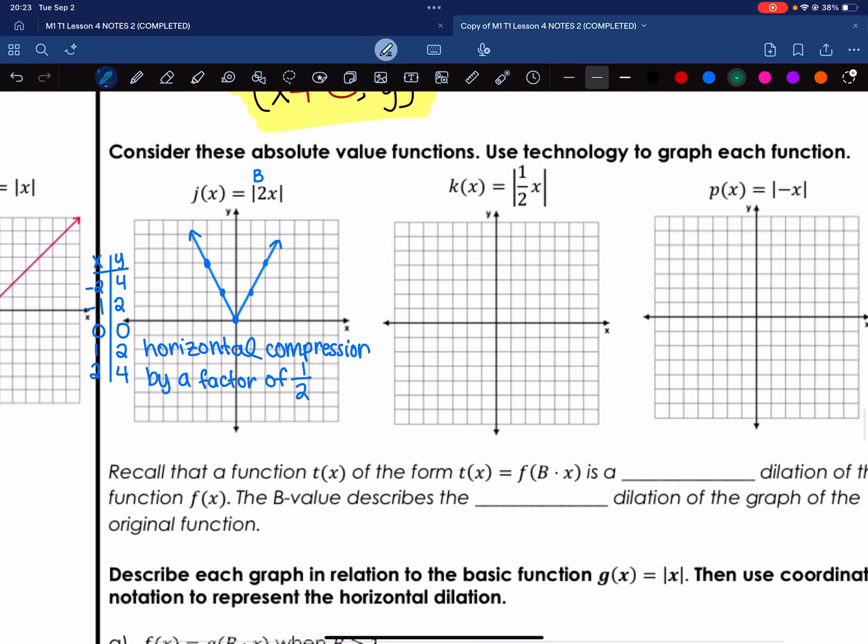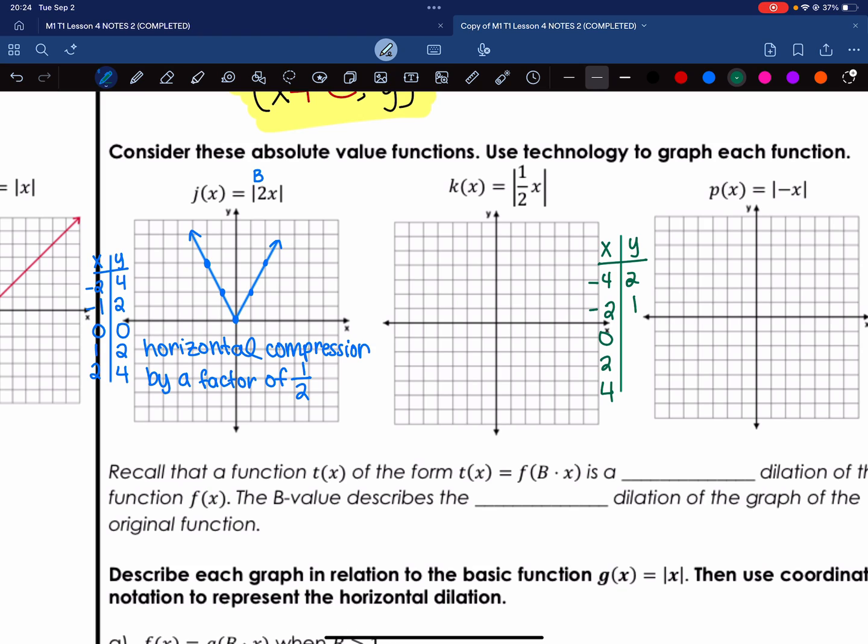Okay, we need a table. You can graph it in the calculator. You can pull up the table. I'm going to pick values that I know work. So, 1/2 times -4 is -2. Absolute value of -2 is 2. 1/2 times -2 is -1. Absolute value of -1 is 1.